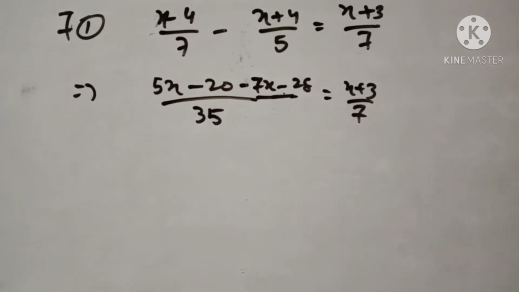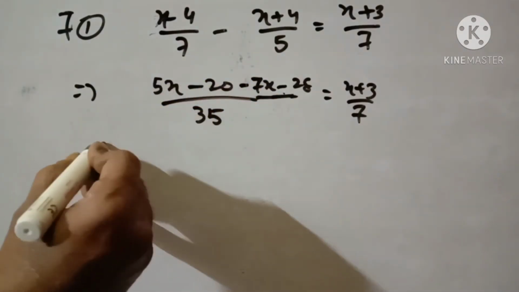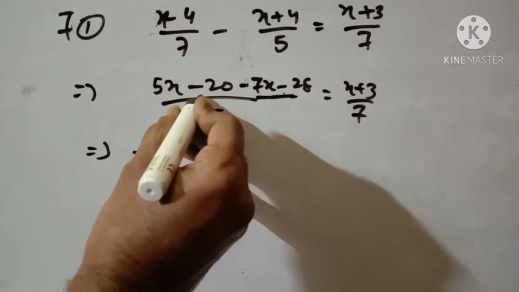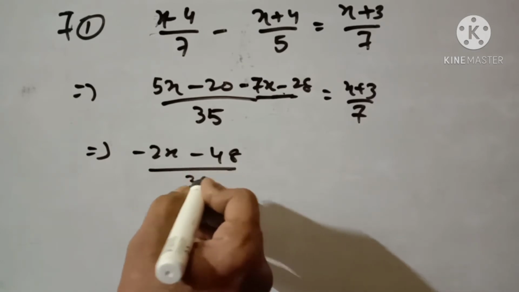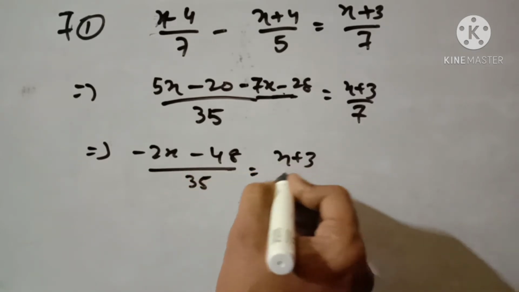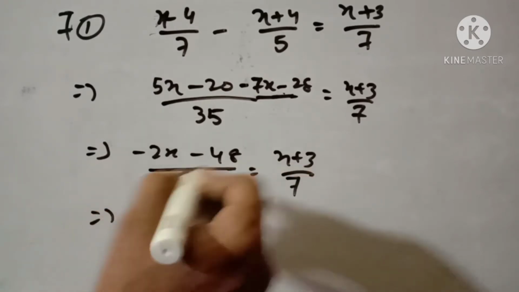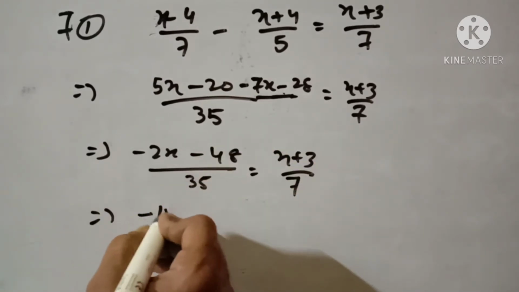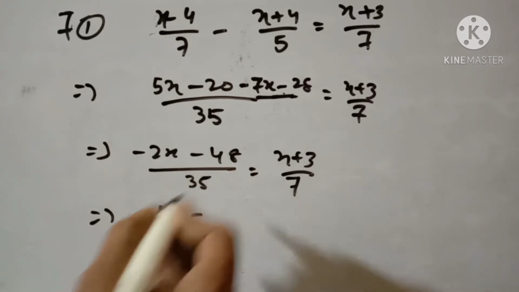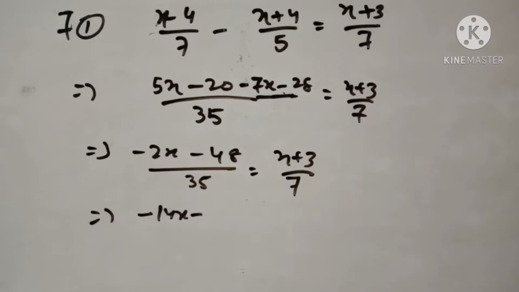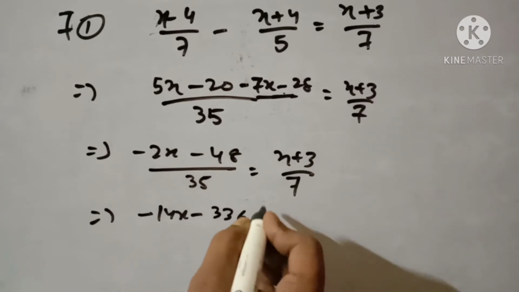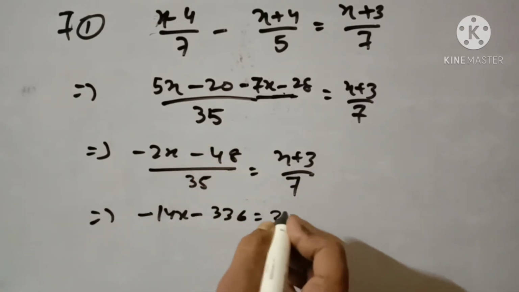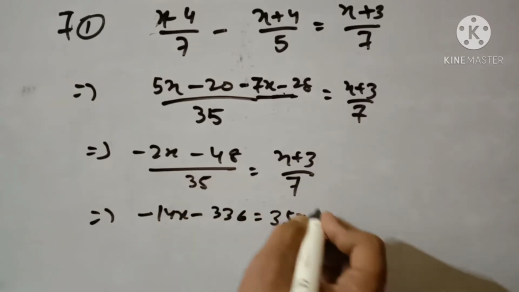So 5x minus 20 minus 7x plus 28. So minus 7x and 5x, it will be minus 2x, and minus 20 plus 28, it will be 8. Okay, this is x plus 3 by 7. Now do the cross multiply, it will come minus 14x plus 8 into 7, so this will be 56.